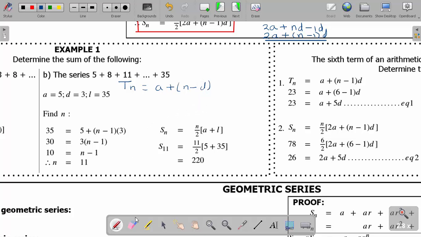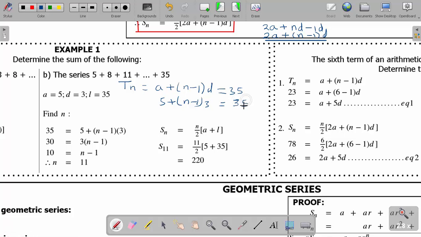I beg your pardon here: n minus 1 times d. Now because I have the last term, which is 35, I'm going to equate Tn to 35 to know how many terms. My first term a is 5, plus my common difference, which we saw was 3, multiplied by n minus 1, equal to 35.